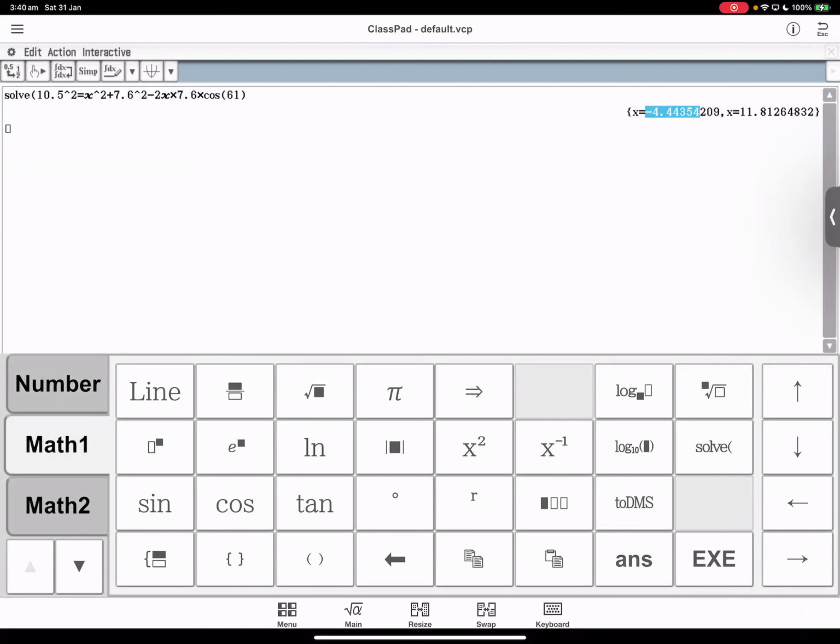Negative 4.44. All right. Did the ambiguous case work, or did the ambiguous case get rejected? It got rejected. And this is the proof, the fact that one of the answers is negative. That shows you that the ambiguous case didn't work. Otherwise, I'd get two possible positive answers. And what do you notice the other answer is? 11.81. And did we get 11.81? We did. And how much faster was that?